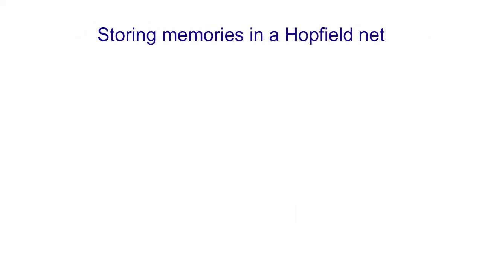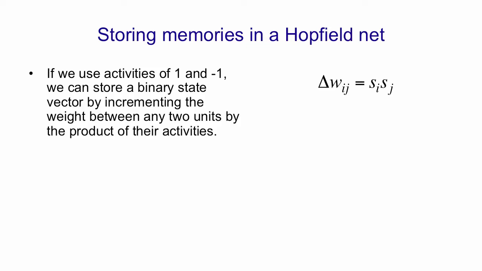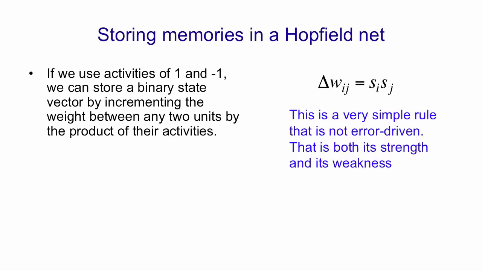The storage rule for memories in a Hopfield net is very simple. The idea is, if we use activities of 1 and -1, that we can store a binary state vector by just incrementing the weights between any two units by the product of their activities. So it's a very simple rule shown on the right. One nice thing about this rule is that you just go through the data once and you're done. So it really is a genuine online rule.